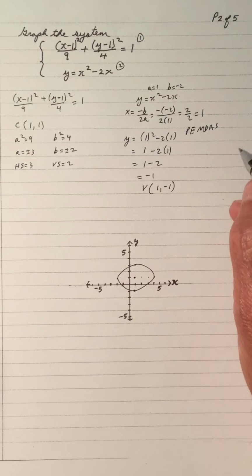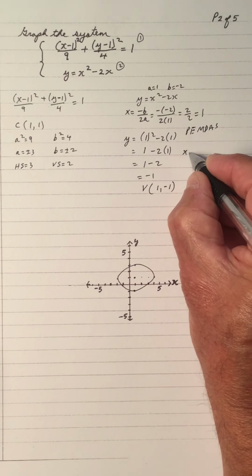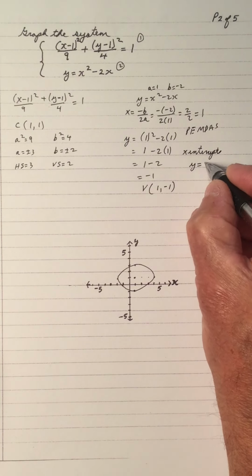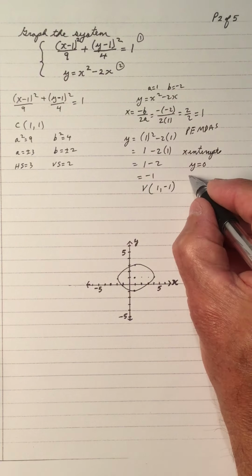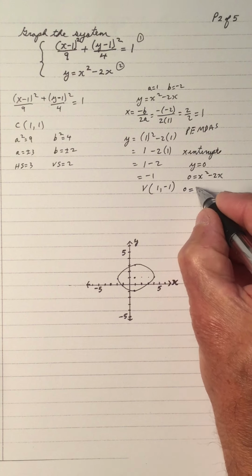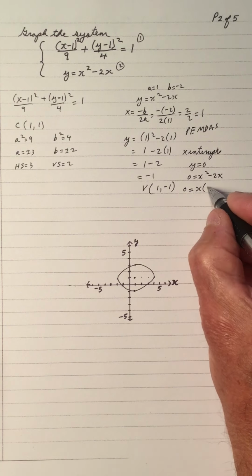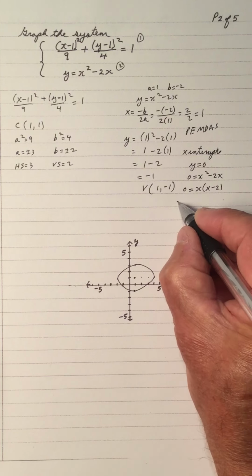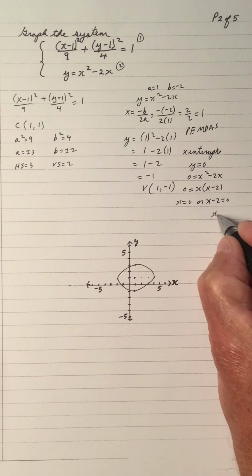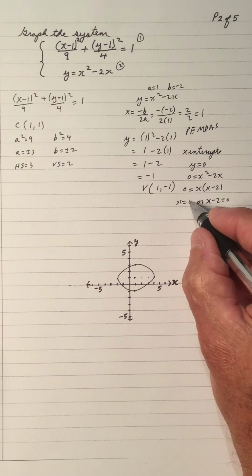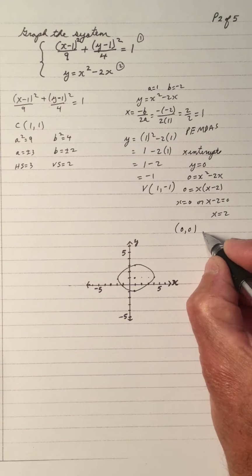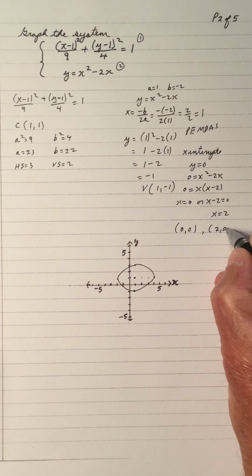So what we'll do now is find the x-intercepts. We find the x-intercepts when you let y equal 0. So in this equation, y is 0, and I'll solve the equation for x. We take the x out by GCF because we have a quadratic. So x equals 0, or x minus 2 equals 0, so x equals 2. So x is 0 when y is 0, and also x is 2 when y is 0.